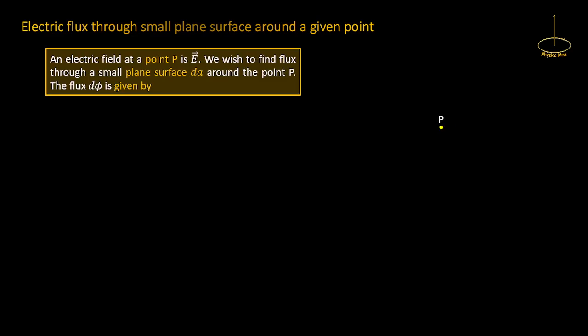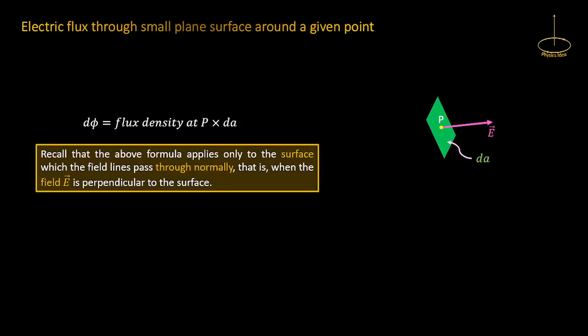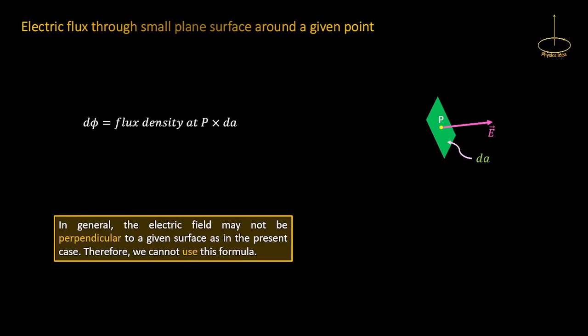An electric field at a point P is E bar. We wish to find flux through a small plane surface dA around the point P. The flux d phi is given by... Recall that the above formula applies only to the surface which the field lines pass through normally, that is, when the field E bar is perpendicular to the surface. In general, the electric field may not be perpendicular to a given surface as in the present case. Therefore, we cannot use this formula.